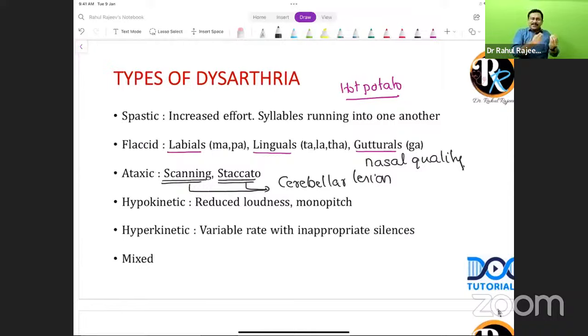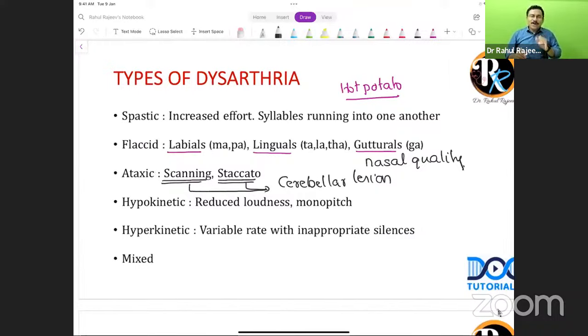Some patients may have scanning. Some patients may have staccato. Some may not have either of these. Okay? Right. So when I teach you about that cerebellar case taking, I'll be teaching you about which area of the cerebellum is important in speech and all.